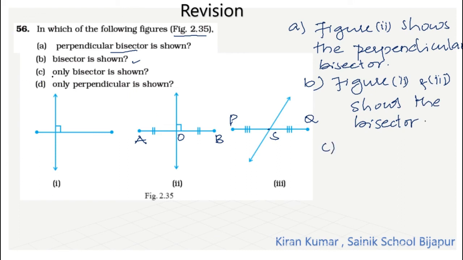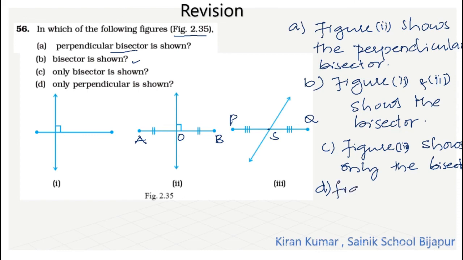Third one, only bisector is shown. Here there is a perpendicular bisector. Only bisector is present in figure 3. Figure 3 shows only the bisector. Fourth one, only perpendicular is shown. Here only perpendicular is there, it's not a bisector. Therefore figure 1 shows only the perpendicular.